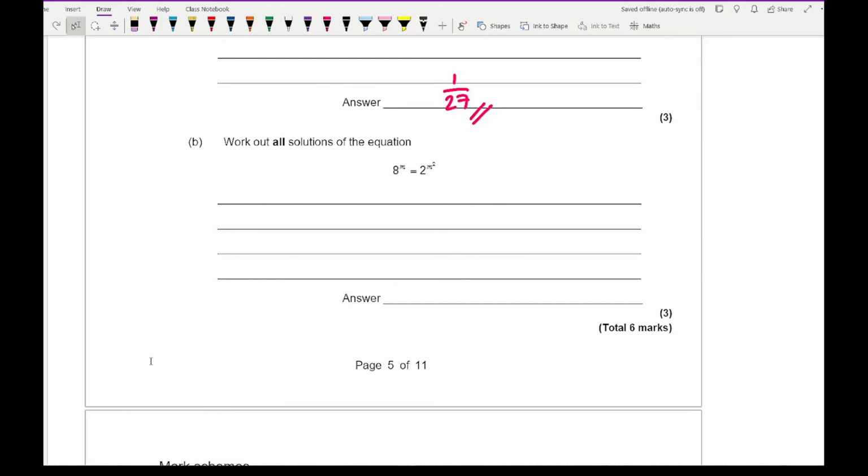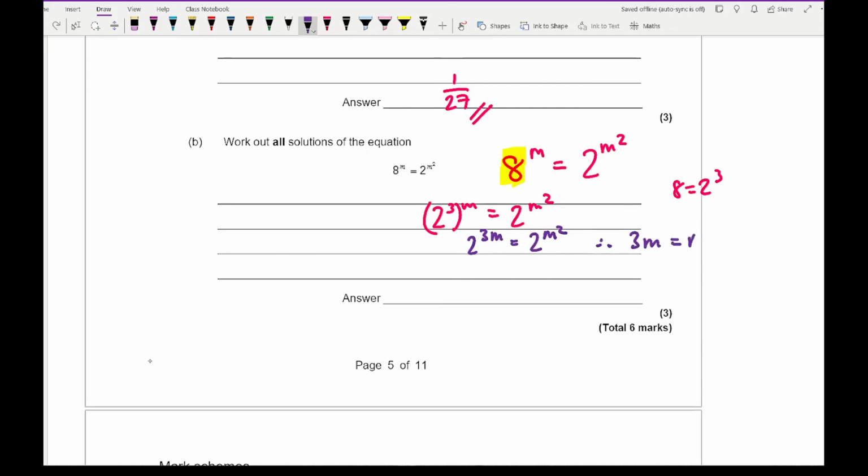Moving on to the last part then. It says work out all solutions of 8 to the power of m equals 2 to the power of m squared. So 8 to the power of m equals 2 to the power of m squared. Now again, with this, what you want to do is rewrite the power of 8 as a power of 2. So 8 equals 2 to the power 3. So that's going to be 2 to the power 3m equals 2 to the power m squared. So therefore 3m equals m squared.